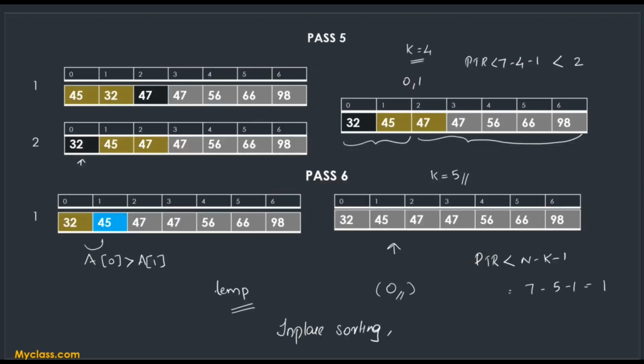One more thing is that there are 2 47s. This was our first 47 and this was our second 47. They are in the same order after the sorting also. Because of that, we can also say that it is a stable sorting. So bubble sort is an in-place sorting and also a stable sorting.